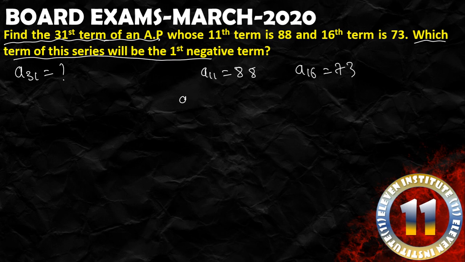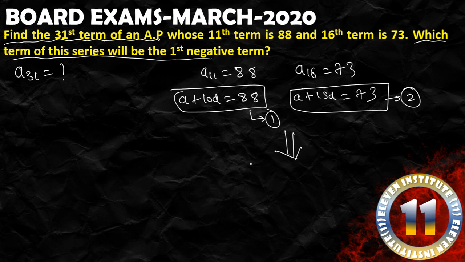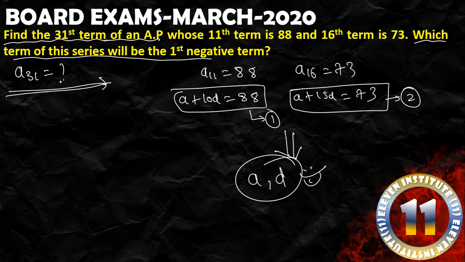સમજો. Here we can write A plus 10D is equal to 88. Here we can write A plus 15D is equal to 73. This will be our equation number 1. This will be our equation number 2. On solving equation number 1 and 2, we will get the value of A and D. Once we have the value of A and D, we can definitely find A31. આનો problem solve થઈ ગયો. Now we want to find which term of this series will be the first negative term.